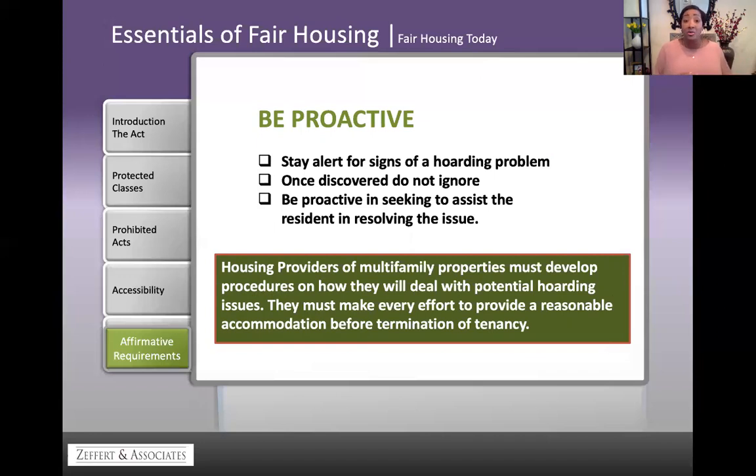I can't ask this person, what's wrong with you? Why are you doing this? Is something wrong with you up here? We can't do that. We may want to do it, but we really can't. So what does the housing provider do?